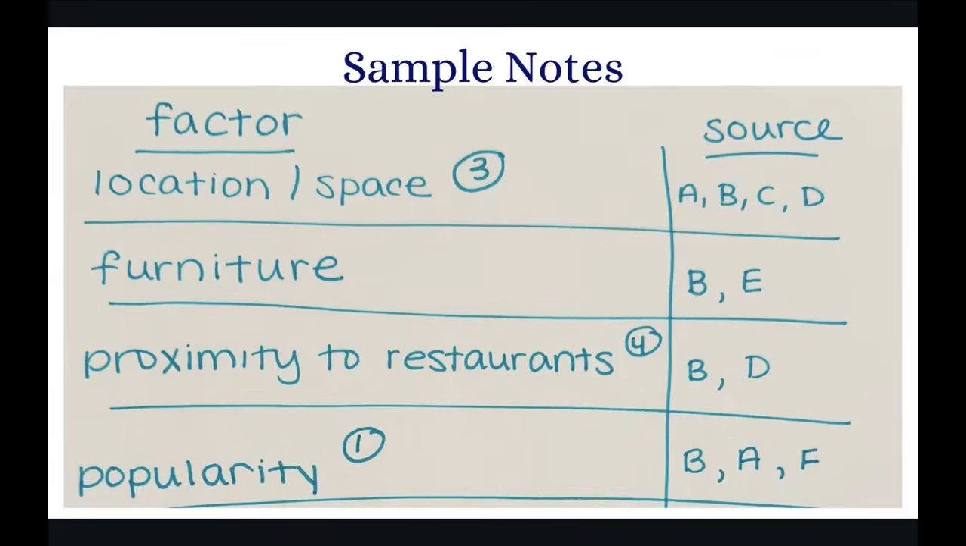And you notice that furniture doesn't have a number next to it. So for our discussion that day, furniture was a factor that we identified, but it wasn't one that was going to make it into the essay. If you want to see the whole image of this, I did do a YouTube short that shows it in more detail. I'll try to link that in the description box below.